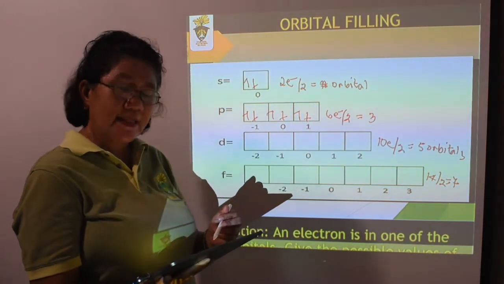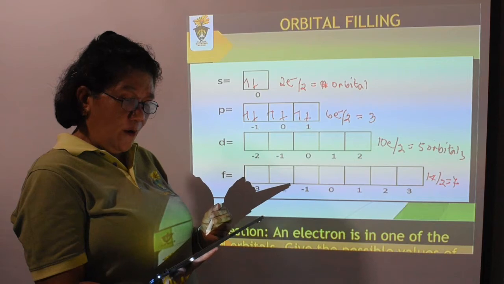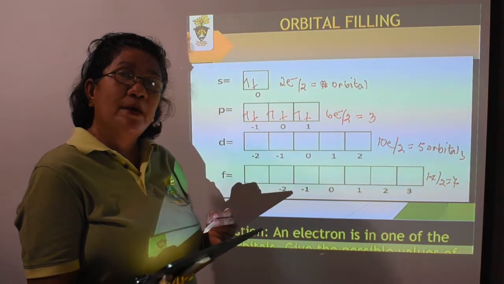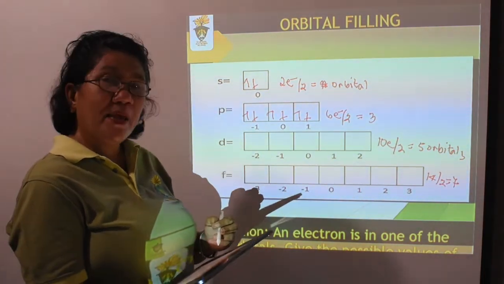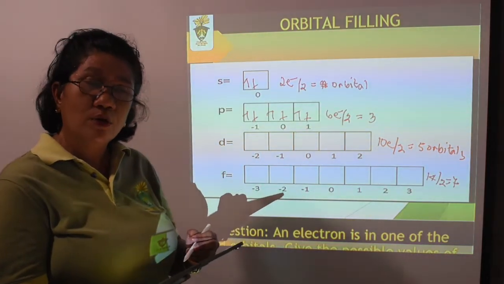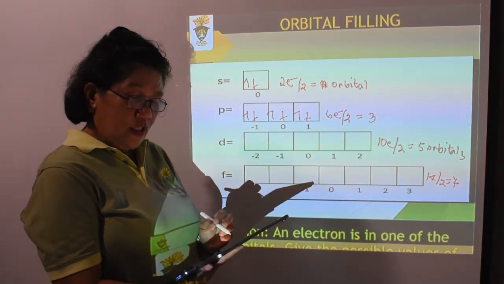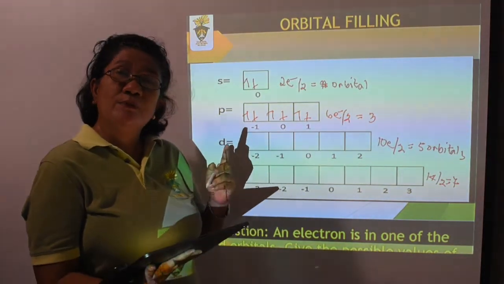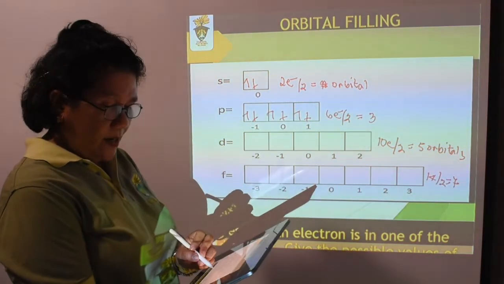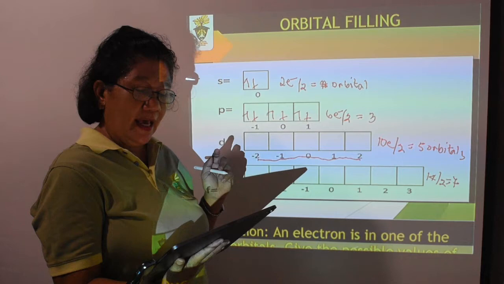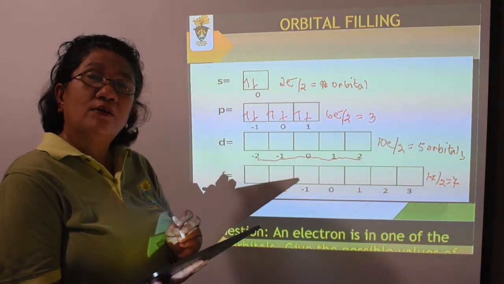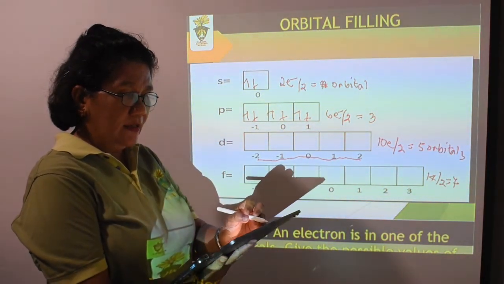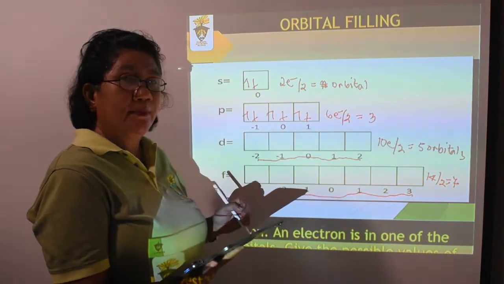So the value for your S, what will be your L? L will be 0. Your M sub L will also be equal to 0. For P, your L will be equal to 1, and these are the values of your M sub L: negative 1, 0, 1. For D, the value of L will be equal to 2, and these are the values of your M sub L. And for F, you will have a value of 3 for L, and this will be the values of your M sub L.